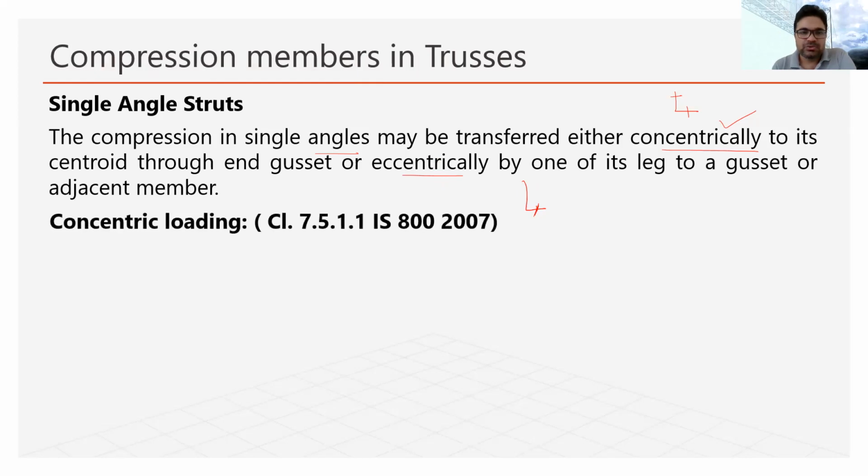So now as per Indian Standard 800, if the angles are concentrically loaded, which means the angles are connected from both legs, then the calculation of the FCD value will be similar to what we have done in the previous two examples. Let me show you this clause.